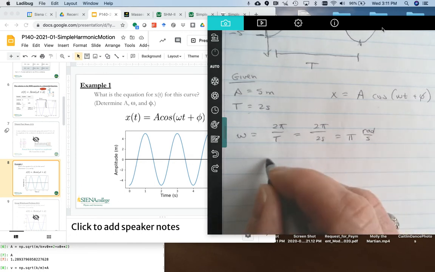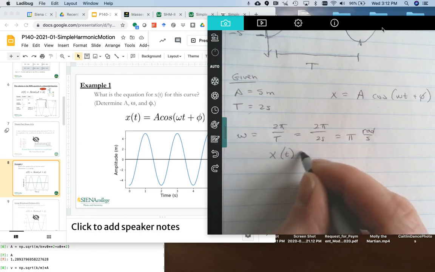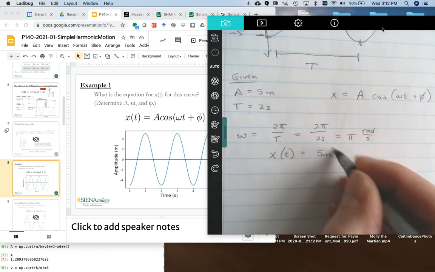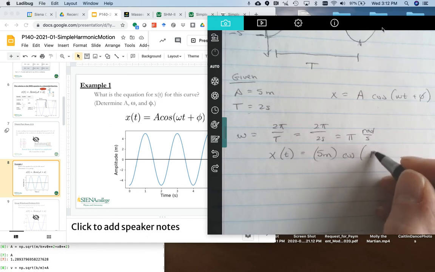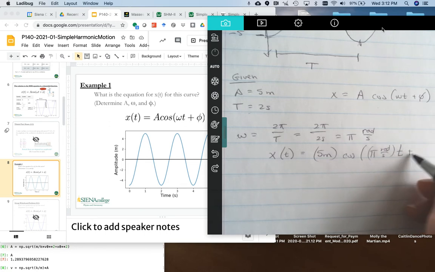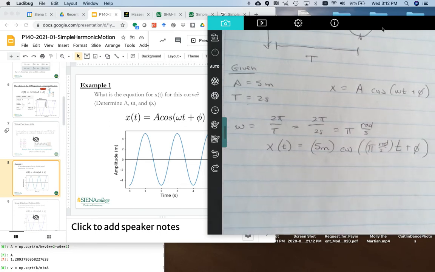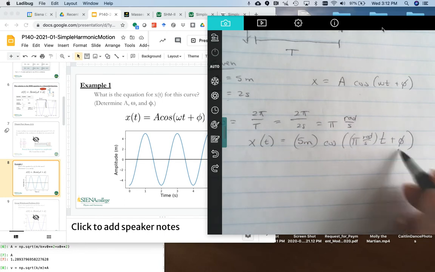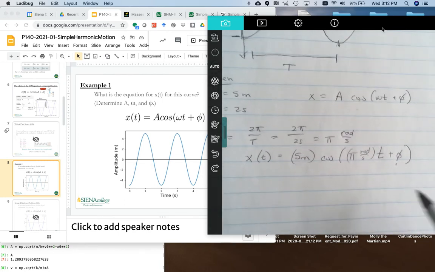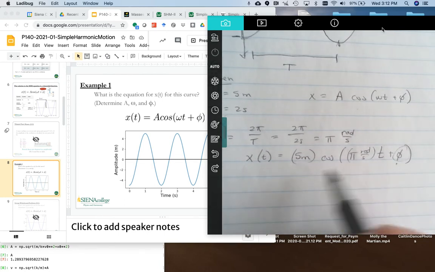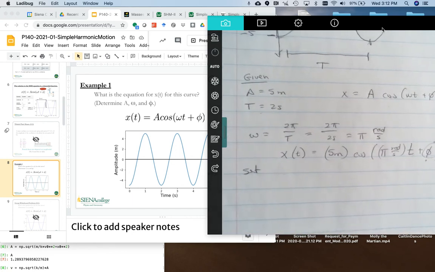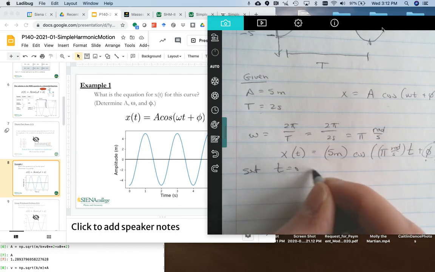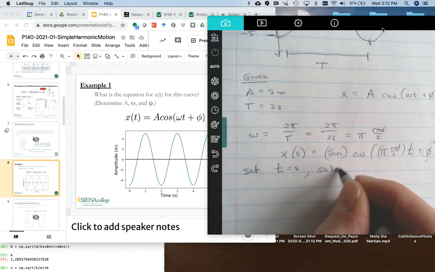So now we can rewrite our equation, right? That x as a function of time is our amplitude, 5 meters, times cosine(omega, which is pi radians per second, times t plus phi). So we are almost there. The thing that we don't know yet is phi. And the way that you usually solve for what phi is that we set t equal to 0. So we're going to set t equal to 0 and then solve for phi.